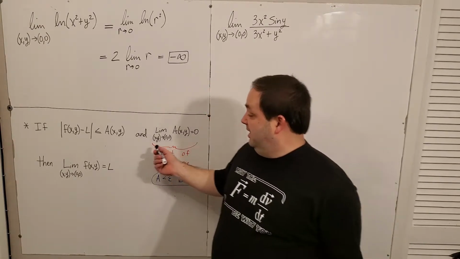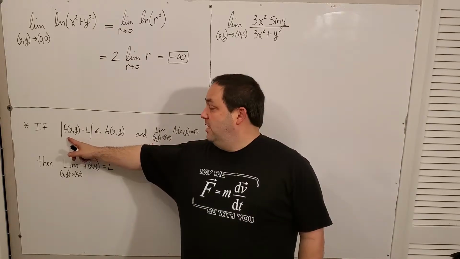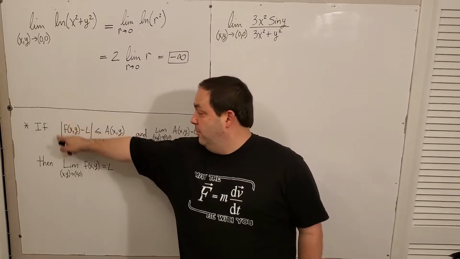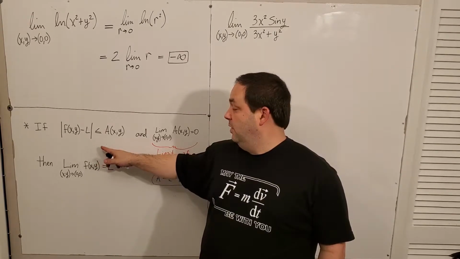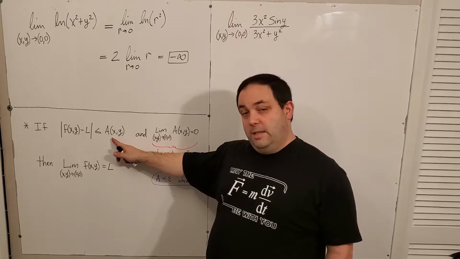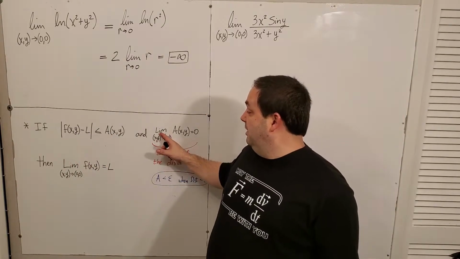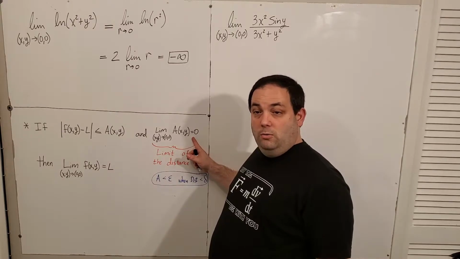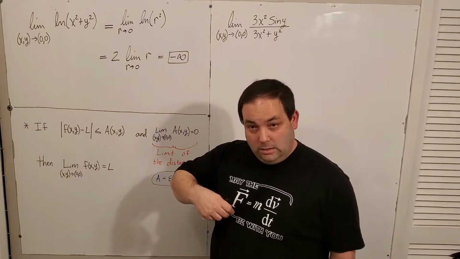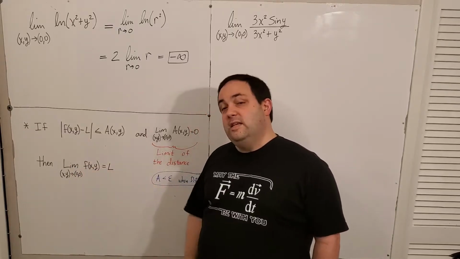And this is actually very true. If I can show that the difference between a function and the limit value is less than some function, and notice this is an absolute value, so it's always positive, and the limit of that simpler function, that's the idea, I go from something complicated to something simple. If I can show the limit of that simpler function is just 0, then that means this distance is going to 0, which means this function should be going to L. And therefore, if this limit is 0, then this limit is equal to L.